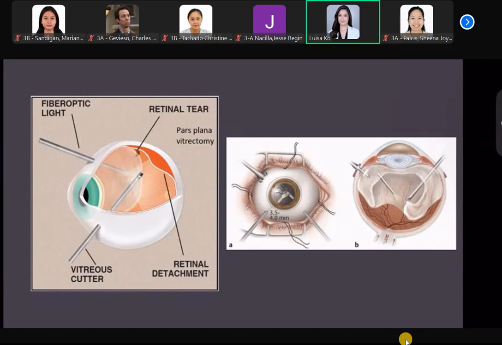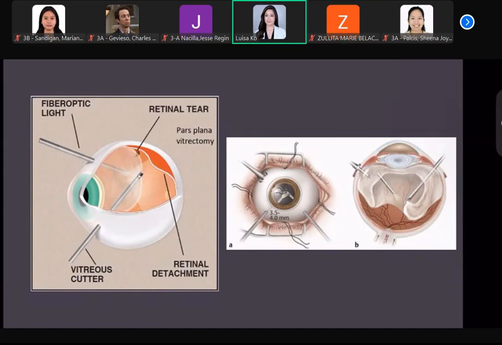So you remove the vitreous core, you replace it with either a gas bubble or an oil bubble, flatten it, and then create a scar with a laser. Be clear? Yes, no. So of course, the earlier you repair it, the better.